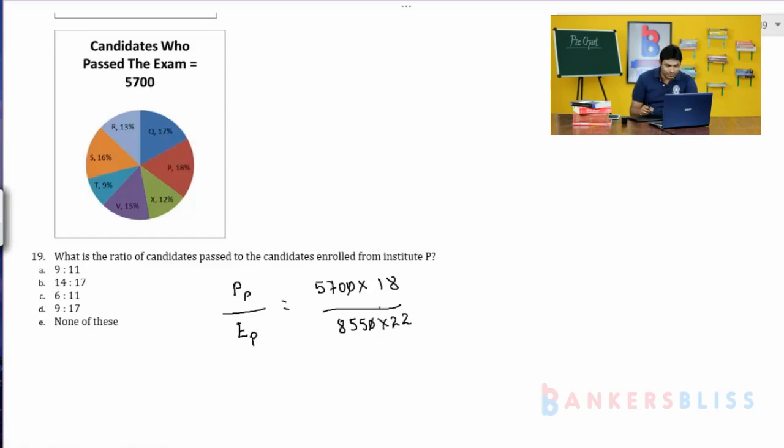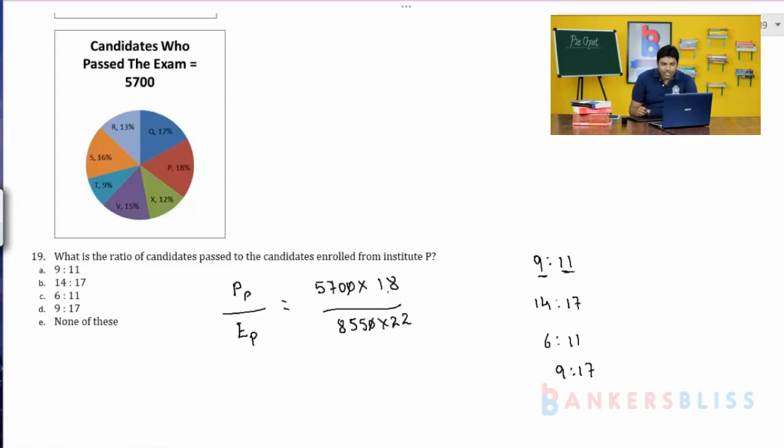Okay, see here we have the ratios 9:11, next 14:17, next 6:11, next 9:17. Consider the first option, the first part is 9, means the numerator has to be divisible by 9, and the second part is 11, means the denominator part has to be divisible by 11. So after dividing we should get the common value.